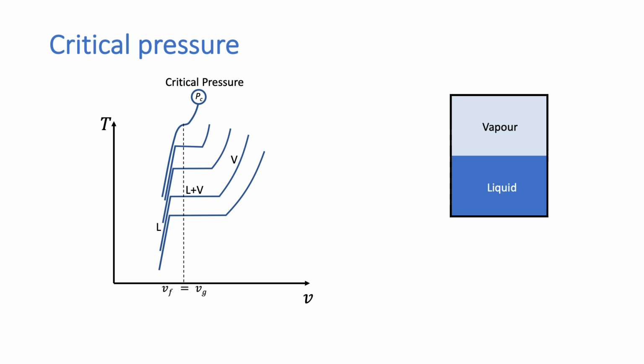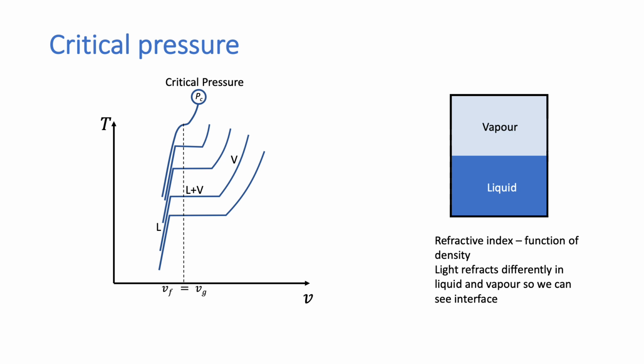If we have vapor and liquid in a container, how can we tell just by looking as to which portion is vapor and which portion is liquid? We can tell because the light refracts very differently through vapor and liquid. The refractive index is a function of the density, and the light refracts differently in the liquid and the vapor, so we can actually see the interface between them.